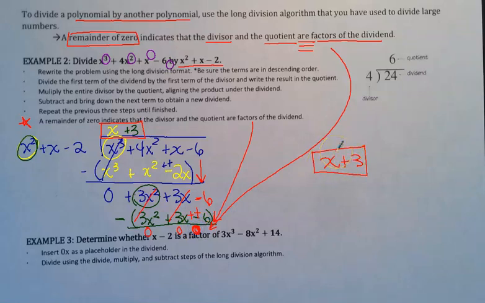That's awesome. The other thing that this means, which is kind of cool, is that if we take our x plus 3 and we multiply it by what we used as our divisor, this x squared plus x minus 2, it's going to equal the polynomial that we started with. It's going to equal that x cubed plus 4x squared plus x minus 6.